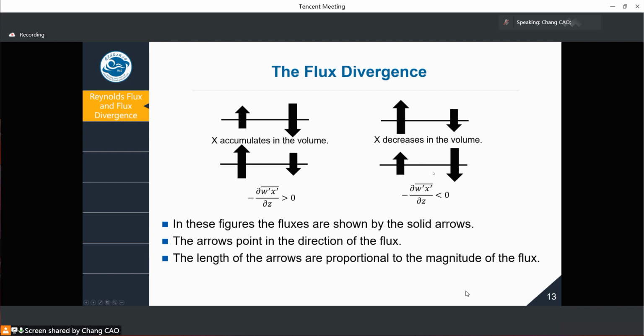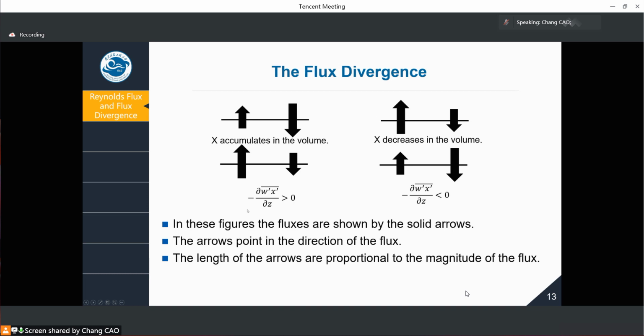We have smaller in, but bigger out, smaller in, bigger out. So the net effect is that X decreases in the volume, right? By looking at the three points here and the picture here, these are the conclusions we can get. For the left picture, X accumulates, but for the right picture, X decreases, right?